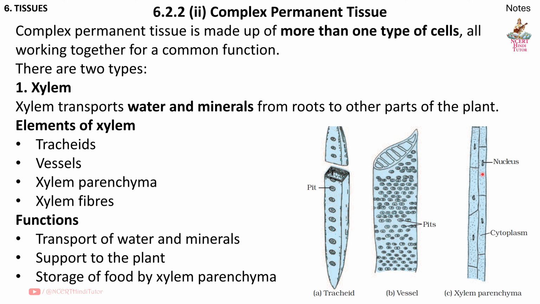So friends, this is the diagram. This is tracheid and this is called pit. This is vessel and this is xylem parenchyma. This is cytoplasm and this is nucleus.